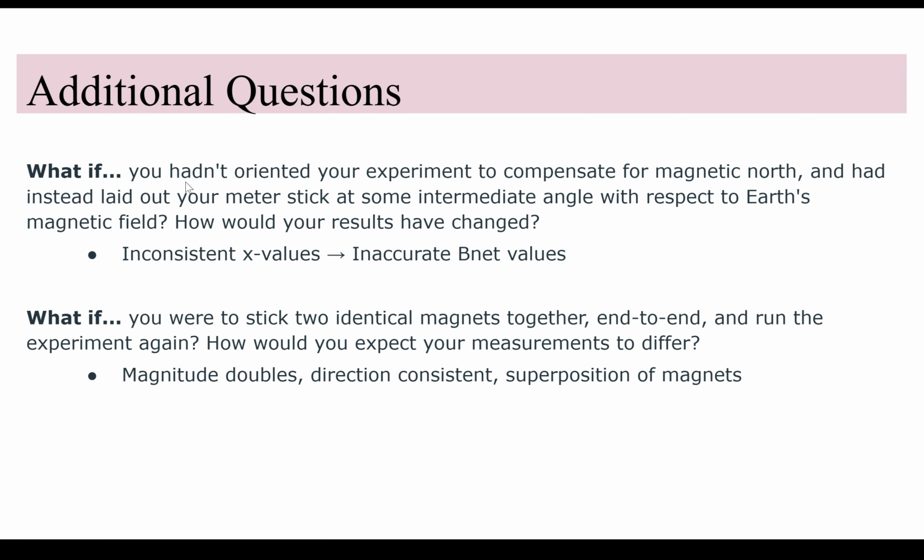And additional questions are, what if we hadn't oriented our experiment to compensate for magnetic north? This would have led to inconsistent x values all over the place, which would lead to an inaccurate B net value. And our second what if is we would expect the measurements to differ. The magnitude would double, but the direction would remain consistent as there is this superposition of magnets.